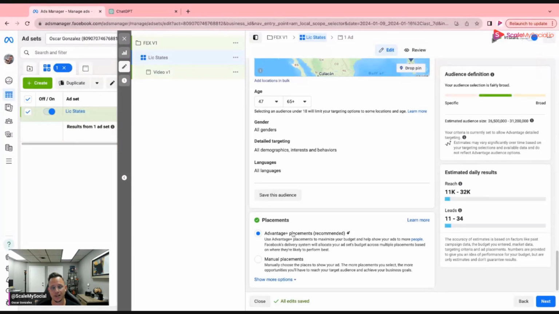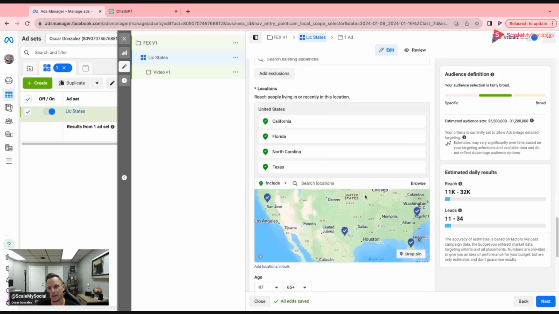I recommend just sticking to the Advantage Plus because the algorithm is going to understand where your target audience is. If people over the age of 45 or 46 watch mostly the feed, and that's where conversions are coming from, that's where it's going to show it, right? So don't worry about it. Again, for now, stick to Advantage Plus placements. Okay, so now we've completed our audience, right?